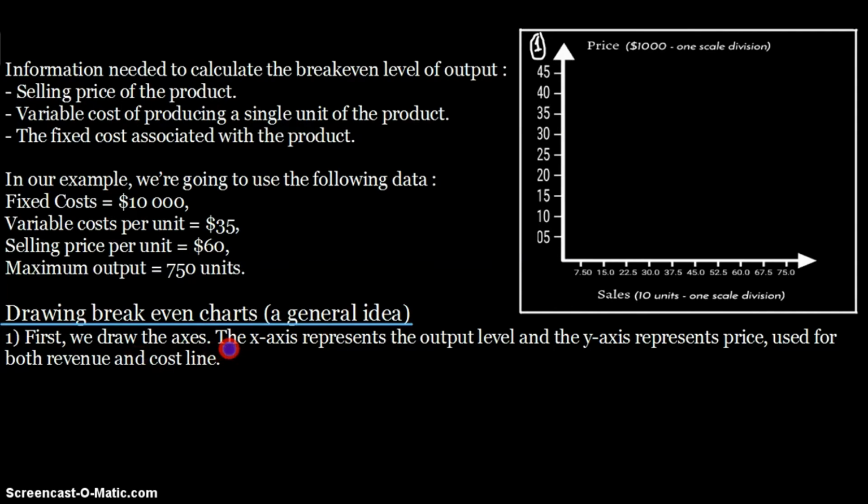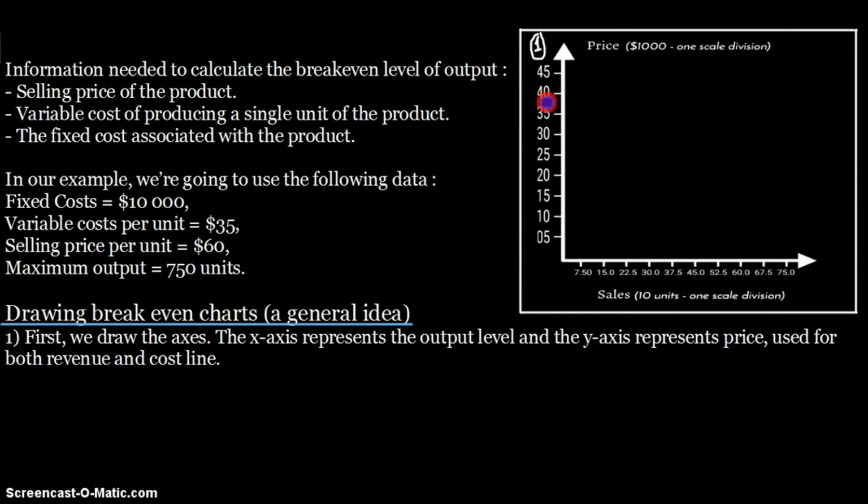First, we draw the axis. Of course, the x-axis represents the output level, so how much sales are being made, and the y-axis represents price, used for both the revenue and cost lines. So here I've made my scale. I made 10 divisions, 1 2 3 4 5 6 7 8 9 10 divisions, 75 per each, and 75 basically means this scale is given as 10 units. So 75 multiplied by 10 is 750 units. That is our maximum output, right?